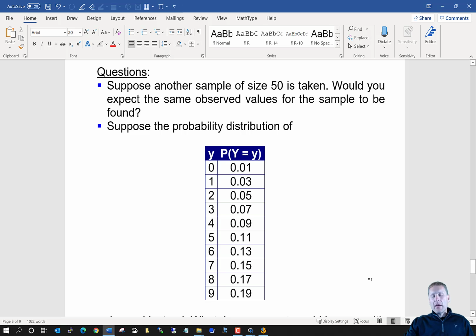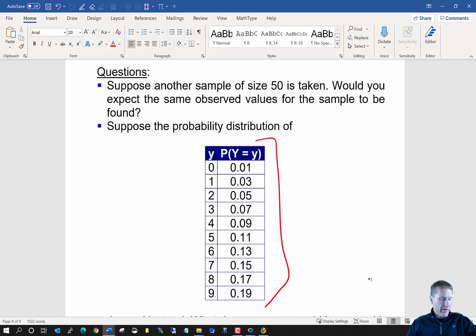Okay, some questions. Suppose another sample of size 50 is taken. Would you expect the same observed values for the sample to be found? Well, we've already seen that earlier, and I've already answered that. Well, what if, though, you had this probability distribution instead? What would happen?